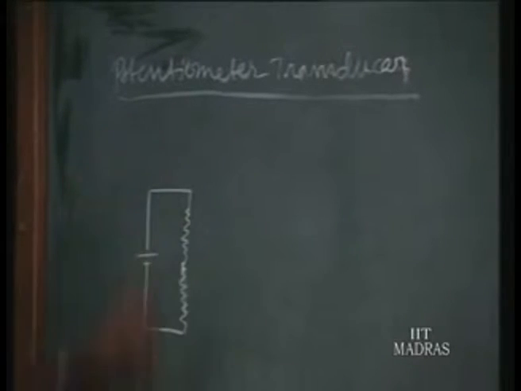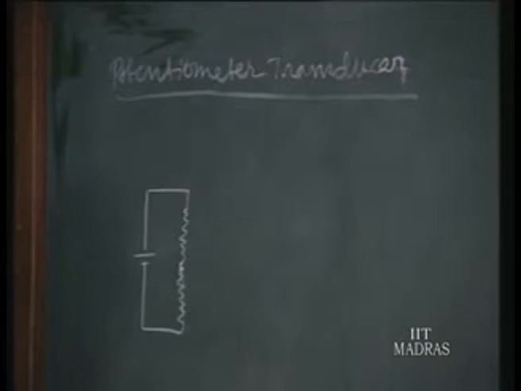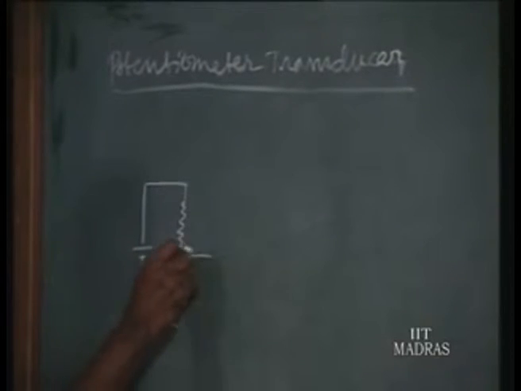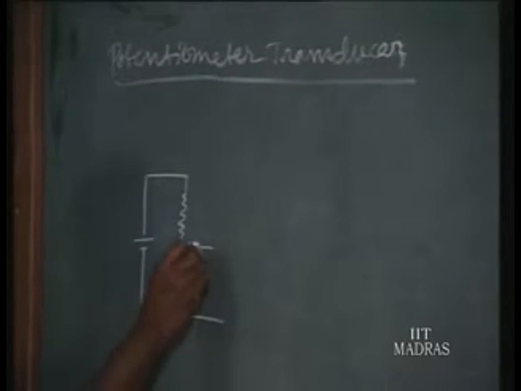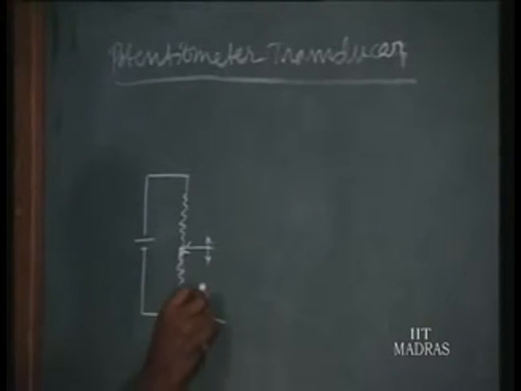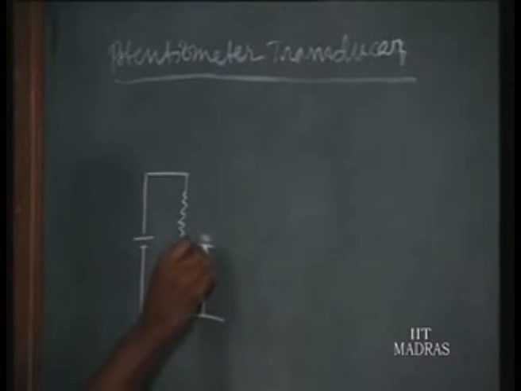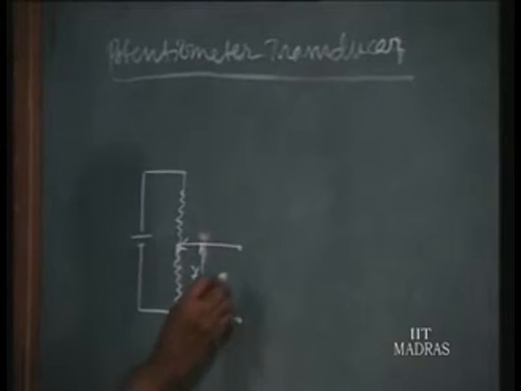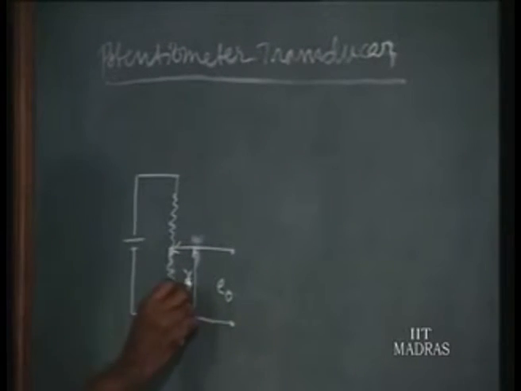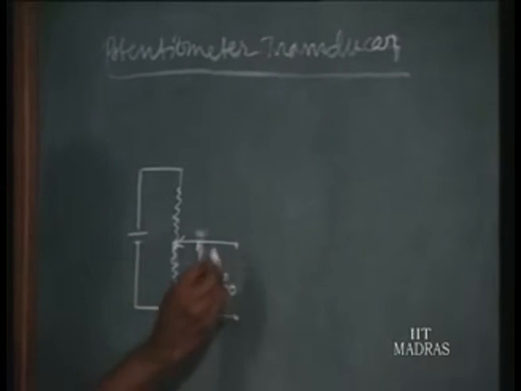Now the second important circuit is the potentiometer transducer, which is often used in mechanical measurements. That is, it is a transducer used to sense or transduce a displacement, a displacement of xi, into a corresponding voltage, say EO.